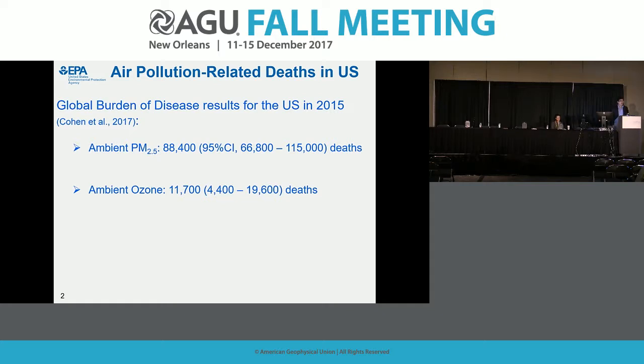I assume a lot of people in this room know that there are connections between ambient air pollution and human health. For example, a recent Global Burden of Disease study by Cohen et al. estimated that in 2015, in the US, there were almost 90,000 deaths associated with ambient PM2.5 concentration, and for ozone, almost 12,000 deaths associated with ozone.